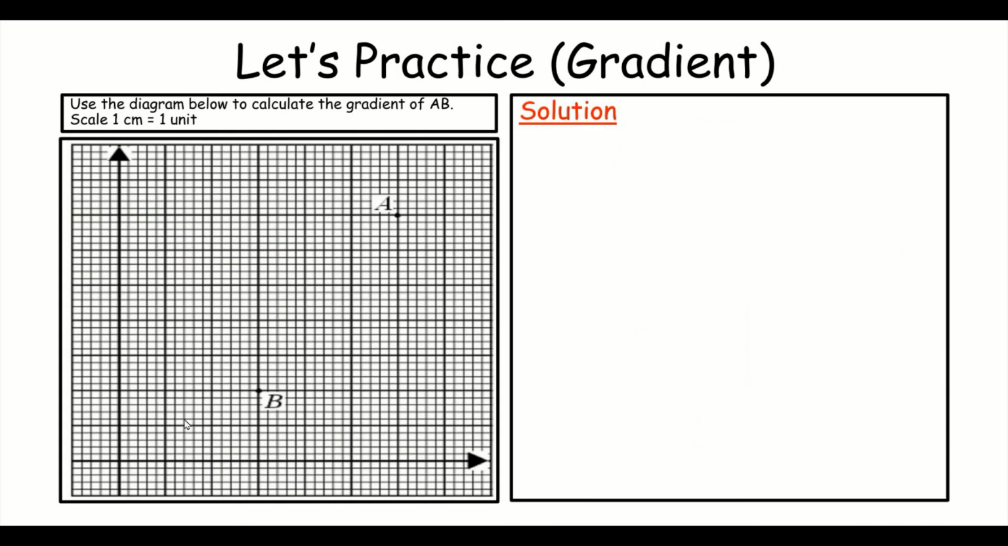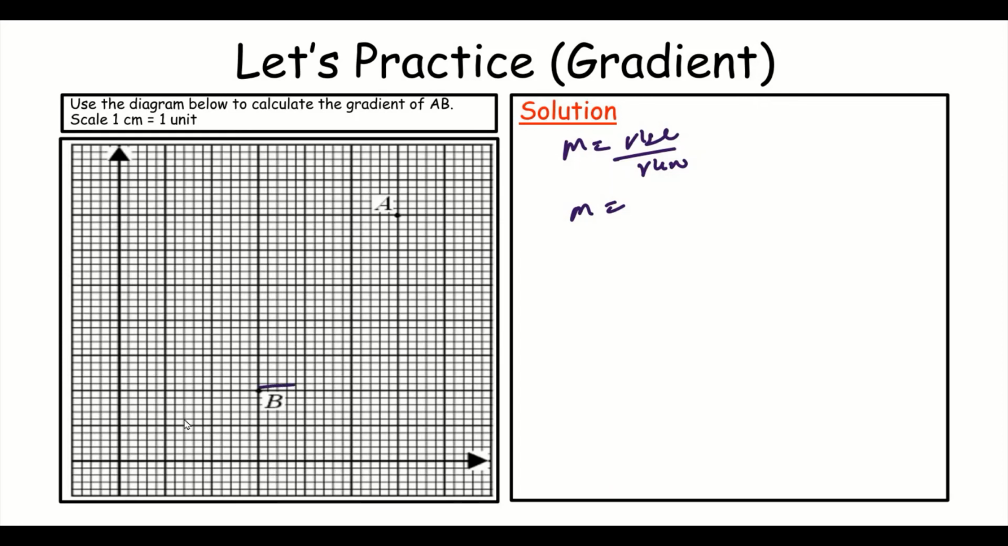Now our final question in this video: use the diagram below to calculate the gradient of AB, and the scale is 1 centimeter gives us 1 unit. So calculate the gradient. Now we could calculate the gradient using rise over run, or we could identify the coordinates B and A and use our formula. Any way you want to use it, no problem. But because gradient is also equal to the rise over the run, when you have the diagrams, it's just quicker to use the rise over run concept.